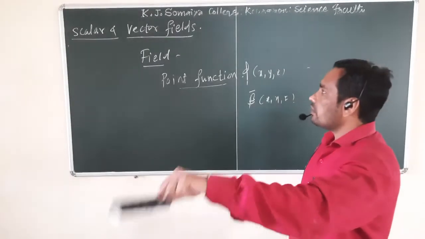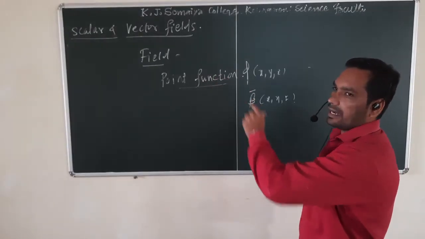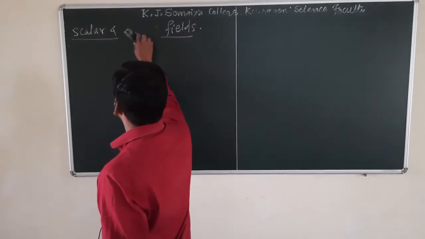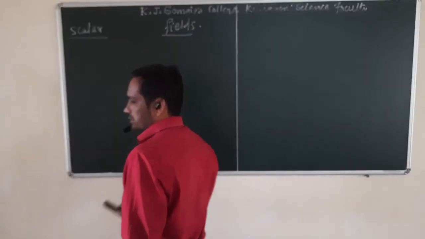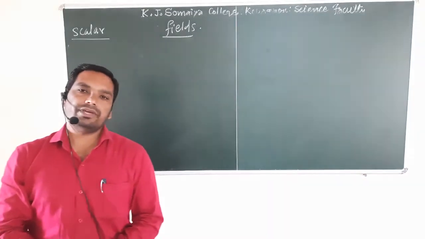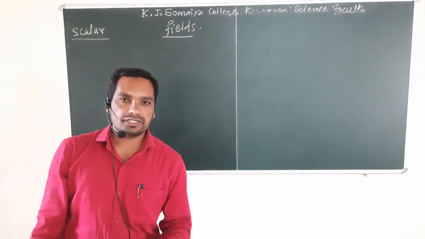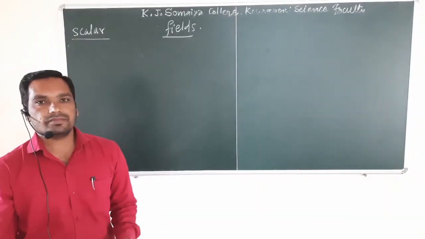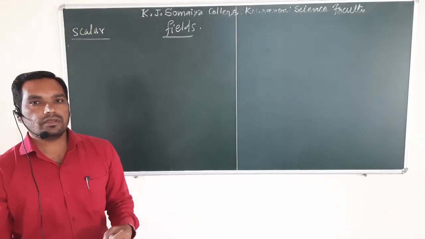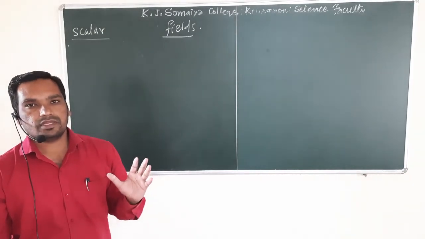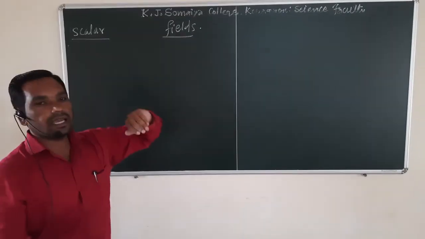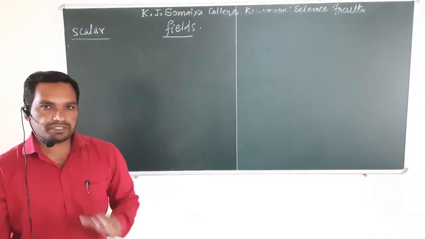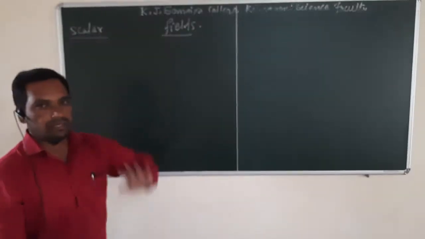Now we are going to study what is meant by scalar and vector fields. First of all, the scalar field. What is the definition of a scalar field? It is a straightforward and very simple definition. Suppose in a given region of space, a physical quantity which is scalar is varying. A field representing a scalar function or scalar physical quantity in a given region of space is known as a scalar field.